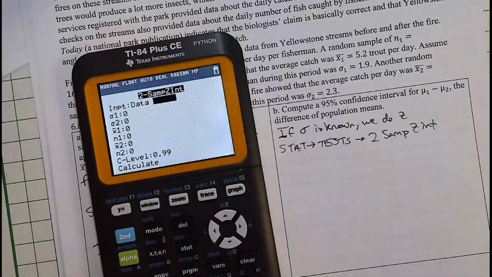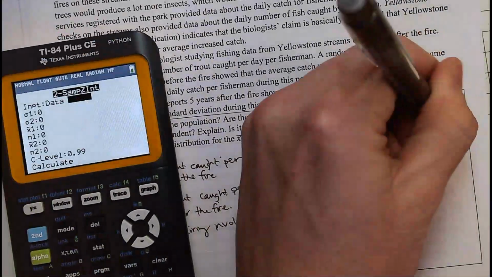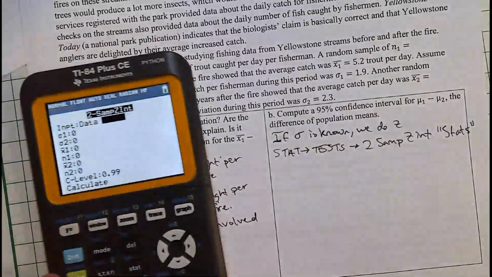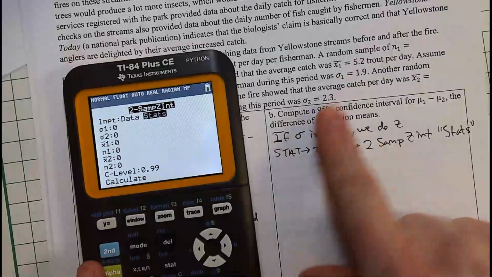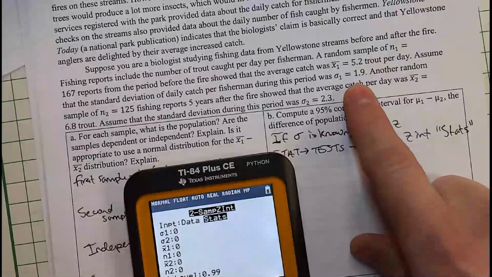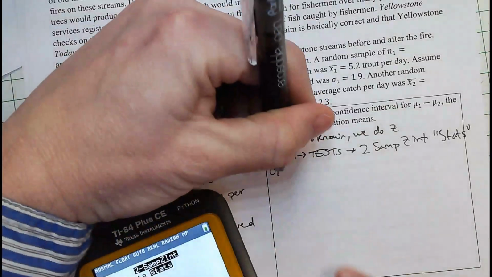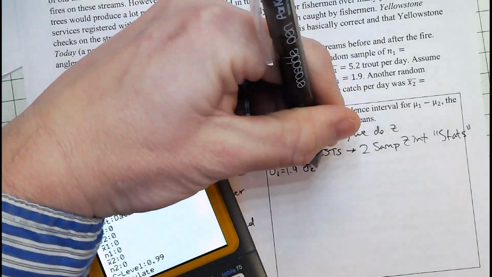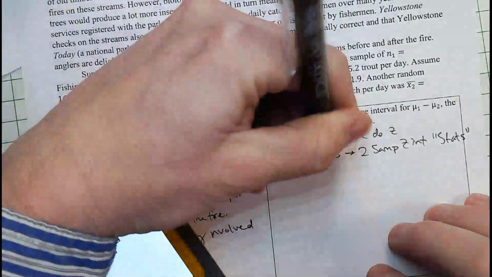You'll do stats here, okay? And all you have to do is fill in the information. Sigma 1 is right there, it's 1.9. Sigma 2, I'm just copying this from here, is 2.3.